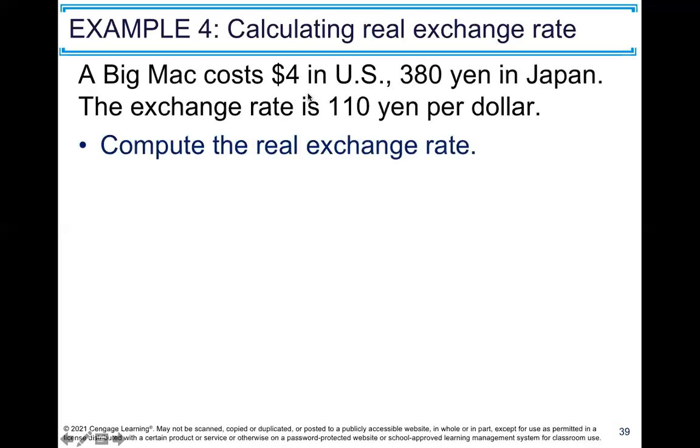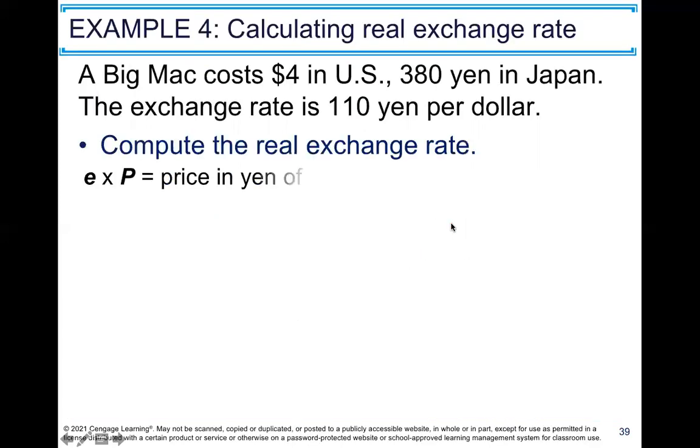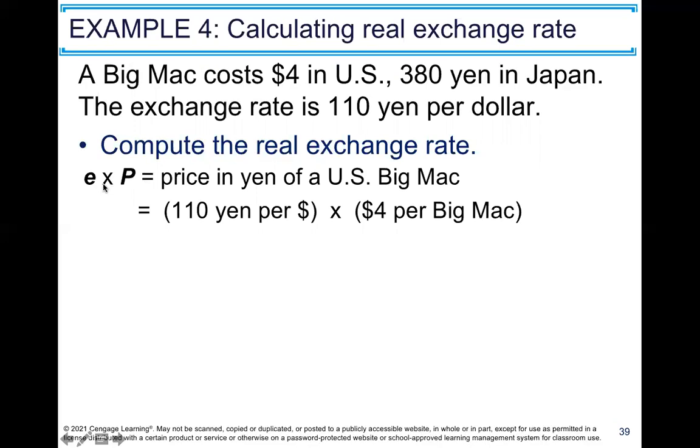We say a Big Mac costs $4 in the US, 380 yen in Japan, and the exchange rate is 110 yen per dollar. So essentially, we've got P, the price in the US, the domestic price. We've got the price in Japan, and we've got E, the exchange rate. So we've got all our pieces of this equation, and we can figure out what the real exchange rate is. The numerator is just going to be E times P. So we take the exchange rate, 110 yen per dollar, multiplied by $4 per Big Mac, and that equals 440 yen per US Big Mac.